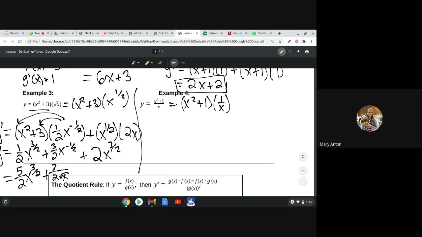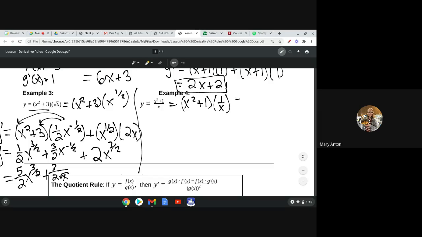But do we know how to find the derivative of 1 over x? I feel like we did yesterday. I think you typed that into Desmos yesterday. We use 1 over x a lot in here.